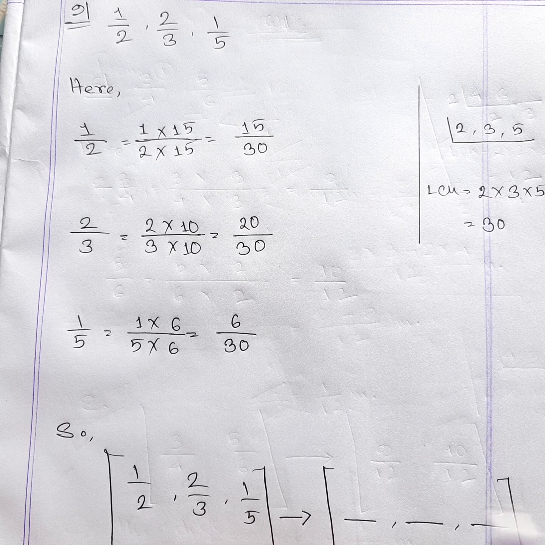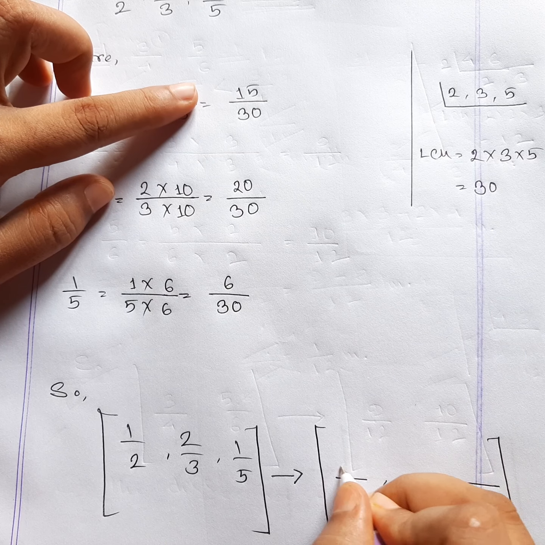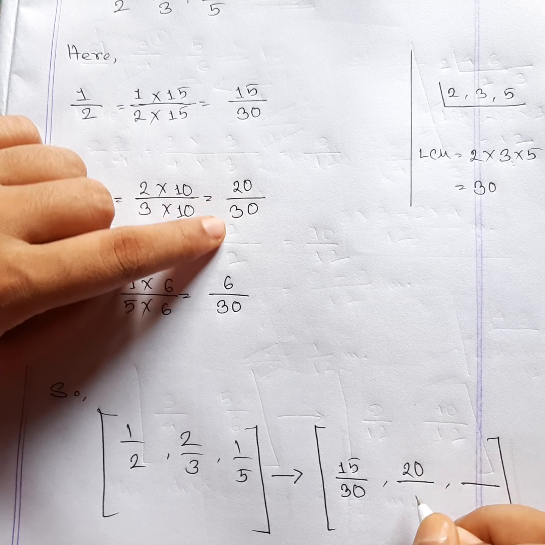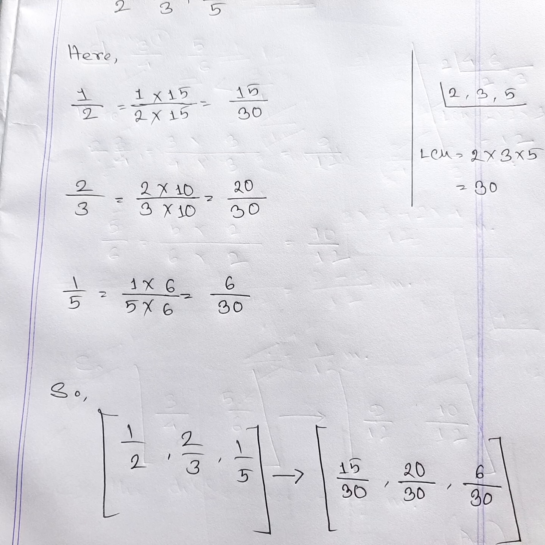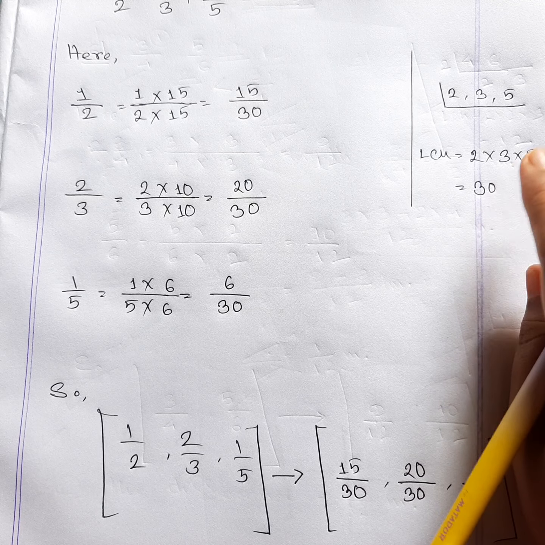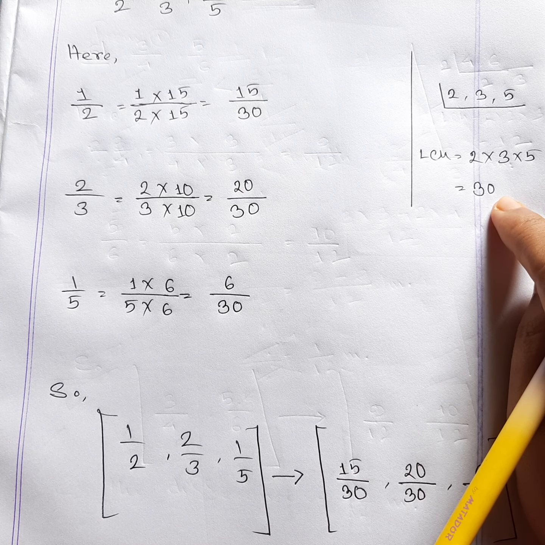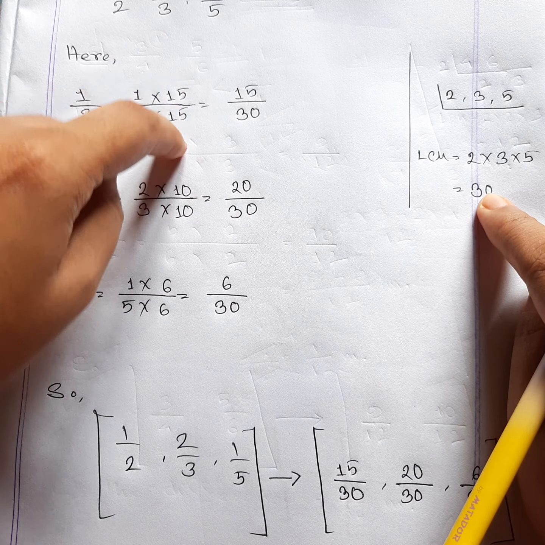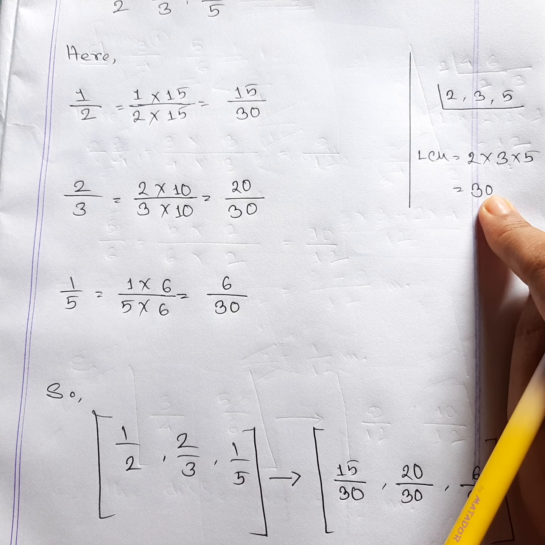Now I'm going to do what? I'm just going to write down the first fraction, then the second fraction, and then the third fraction. Okay, this is how we are going to do it. At first we are going to find out the LCM of the denominators. Then we are going to divide the LCM with the denominator and put it on both sides of the fraction. We are just going to multiply the denominator and numerator with the quotient.